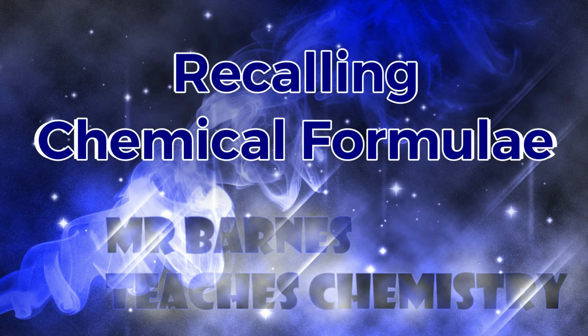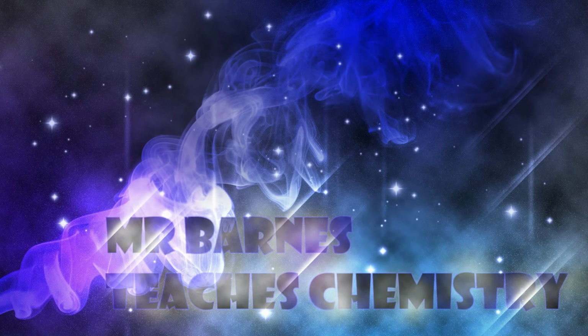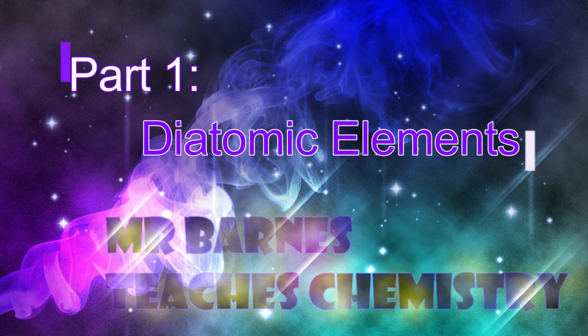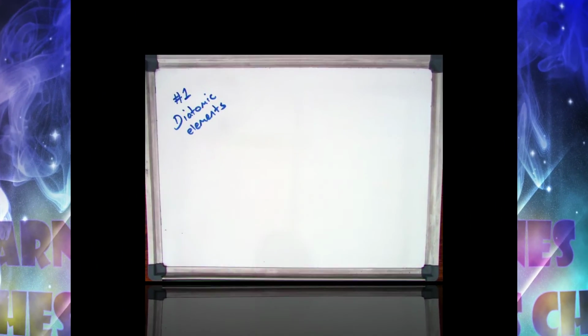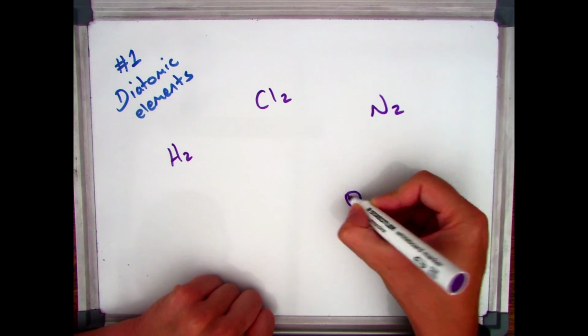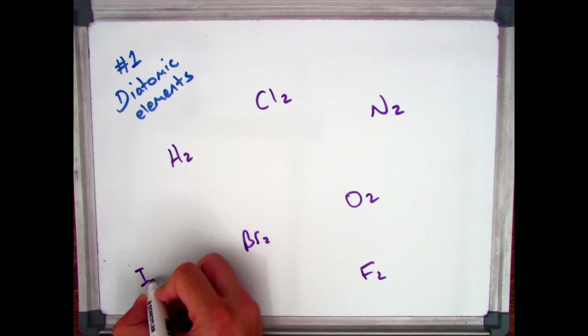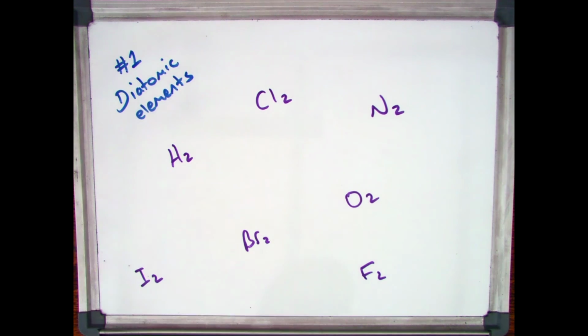Hello there and welcome to this video, which is going to be looking at a chemical formula that you need to know for the GCSE examination. We're going to start off looking at the diatomic elements that you need to know. Right, the first thing I'd like you to do is write down the 7 diatomic elements below, and I'd like you to name them. We'll have a look and see if you're correct in a second.